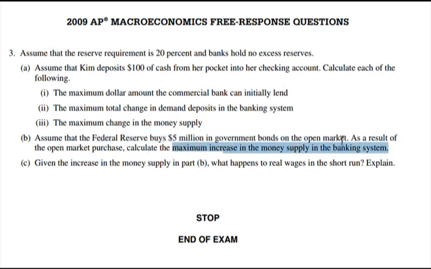However, if this question had said that they purchased the bonds from the public, and not the open market, which implies from banks, then that means that only the percentage that was left over after taking out the required reserves would expand the money supply. So we have $5 million worth of bonds being purchased on the open market from banks.